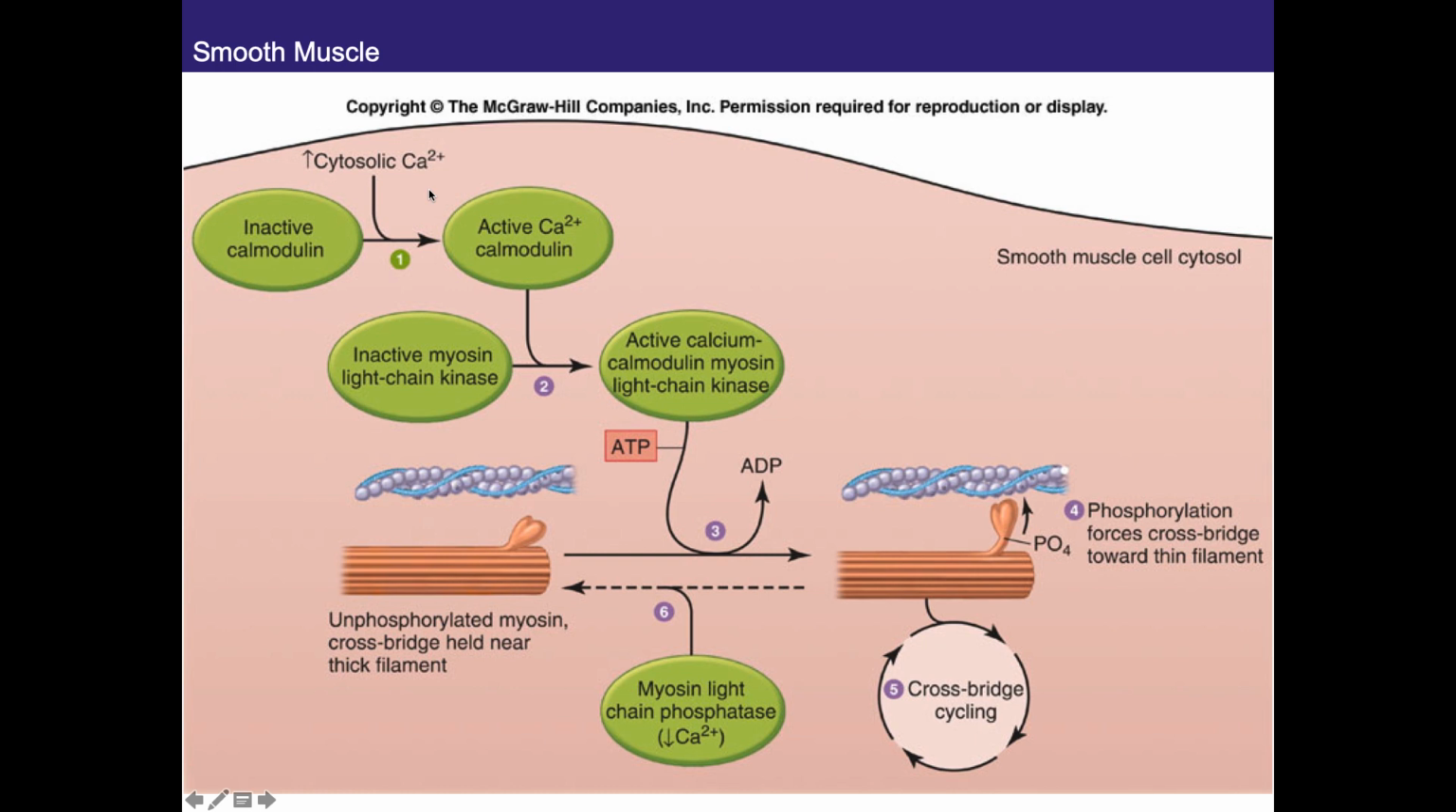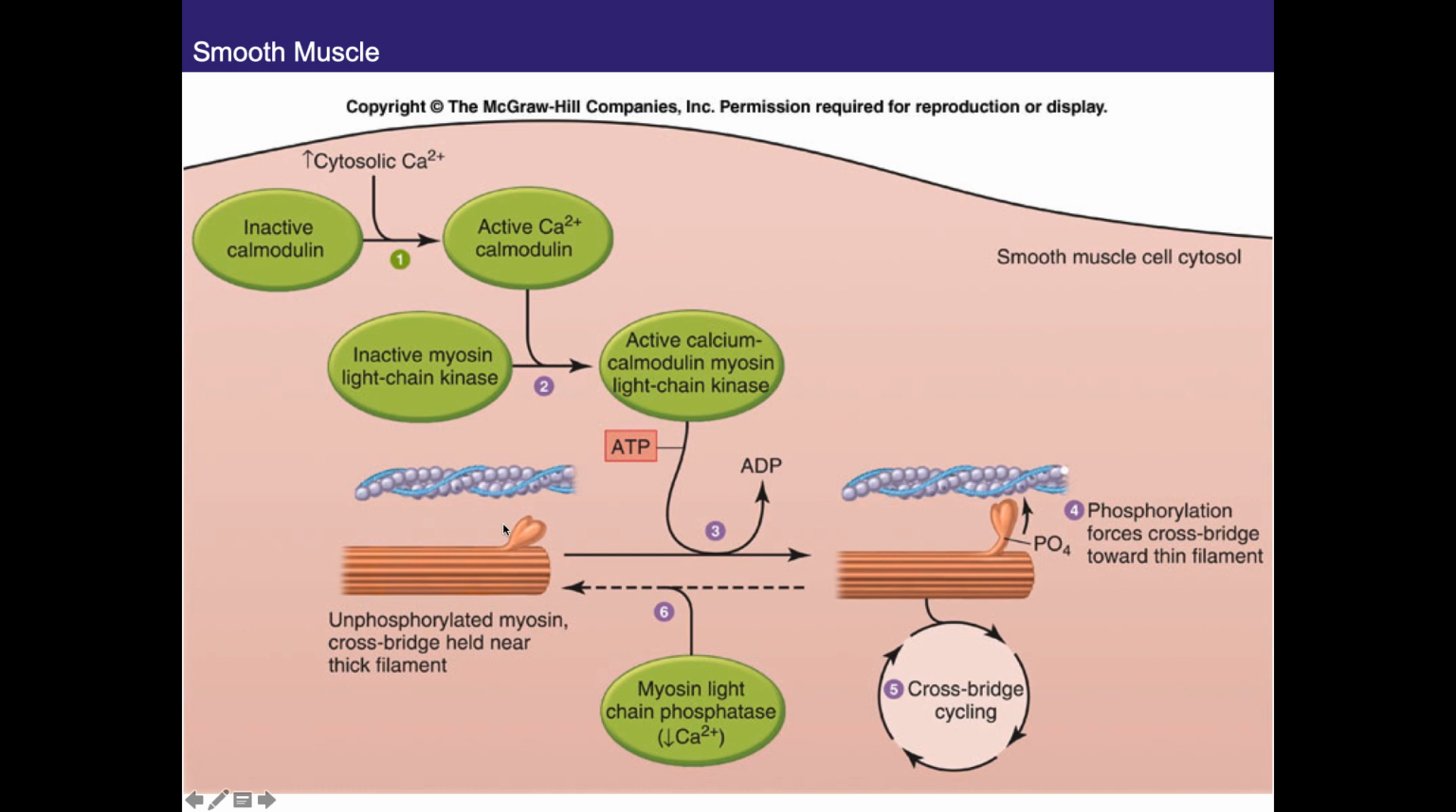Once calcium is either removed across the plasma membrane or re-sequestered into those internal stores, then the myosin light chain phosphatase acts. We talked about kinases before. Kinases are enzymes that phosphorylate stuff. Phosphatases dephosphorylate. They take that phosphate group off. So then the myosin light chain phosphatases dephosphorylate, and an unphosphorylated myosin is held near the thick filament and cannot interact with actin.